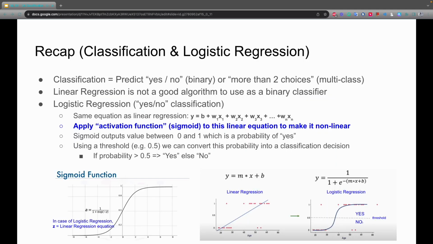When we are making a prediction between two options, we call it binary classification. More than two choices is called multi-class classification. We apply a sigmoid function to the linear regression equation to make it a non-linear S-shaped curve, which is more suited for binary classification as compared to a line. The output of a logistic regression model is the probability of yes. We can convert it into a yes-no decision based on a threshold. For example, if the probability is greater than 0.5, it maps to yes, otherwise it is a no.